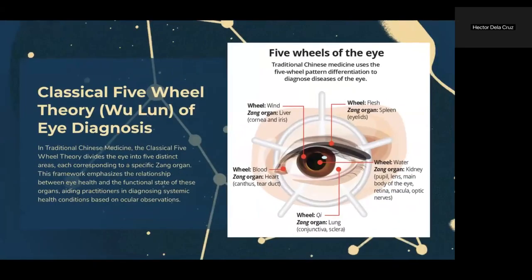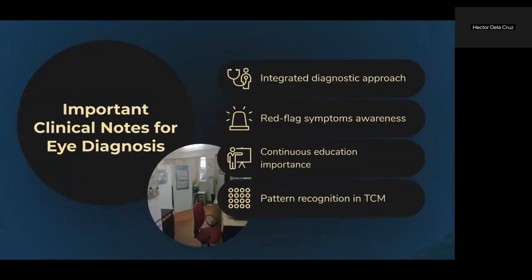Classical five-wheel theory, Wulun, of eye diagnosis. In TCM, the classical five-wheel theory divides the eye into 5 distinct areas, each corresponding to a specific Zang organ. This framework emphasizes the relationship between eye health and the functional state of these organs, aiding practitioners in diagnosing systemic health conditions based on ocular observations.